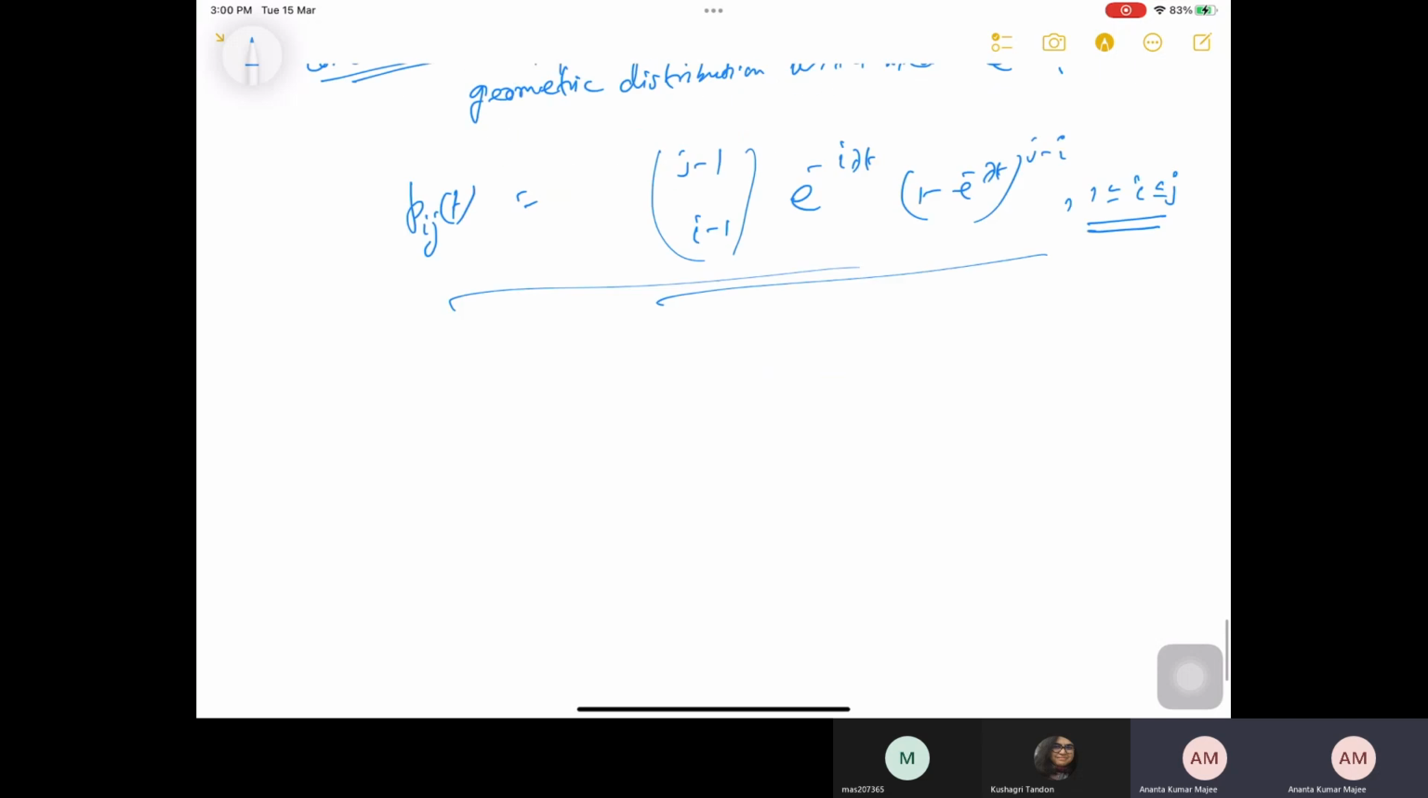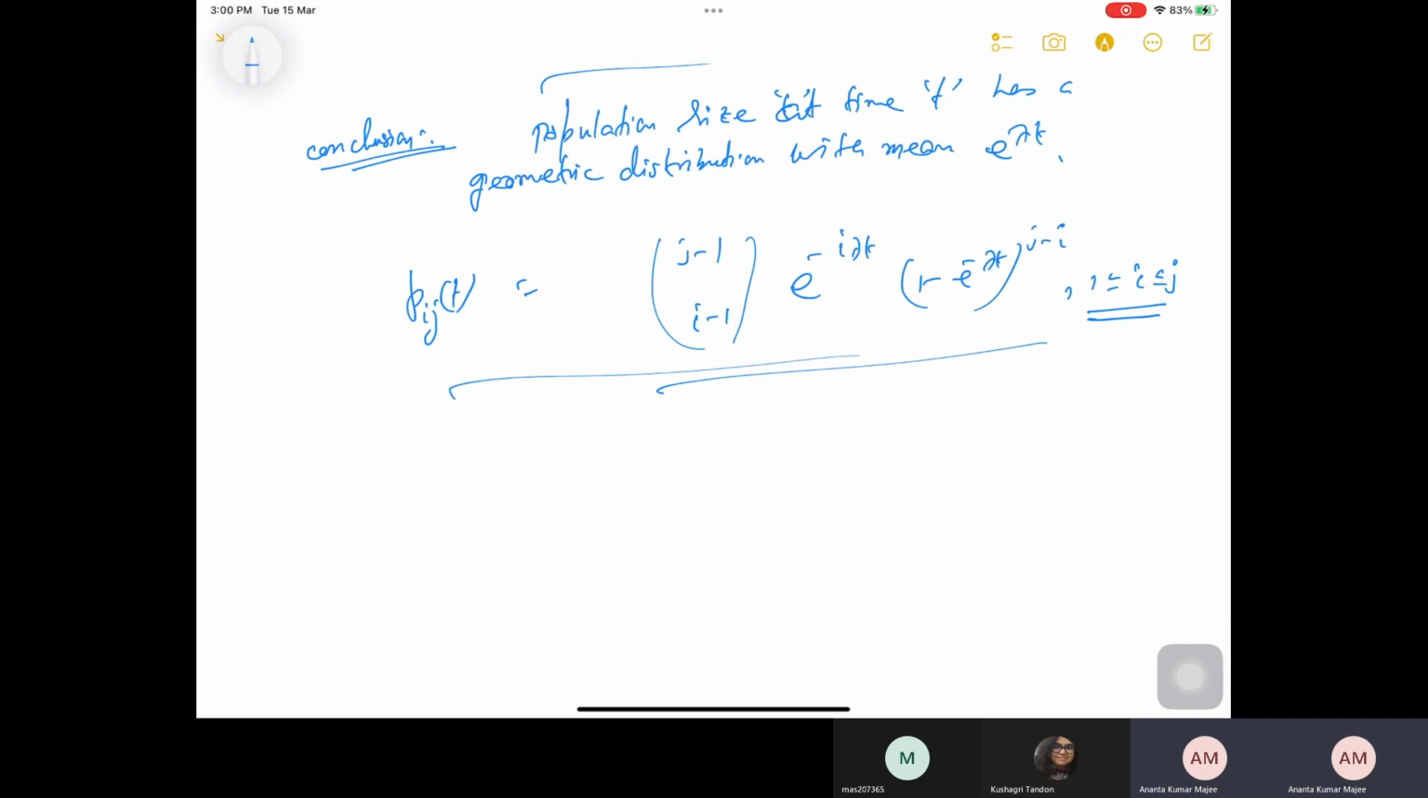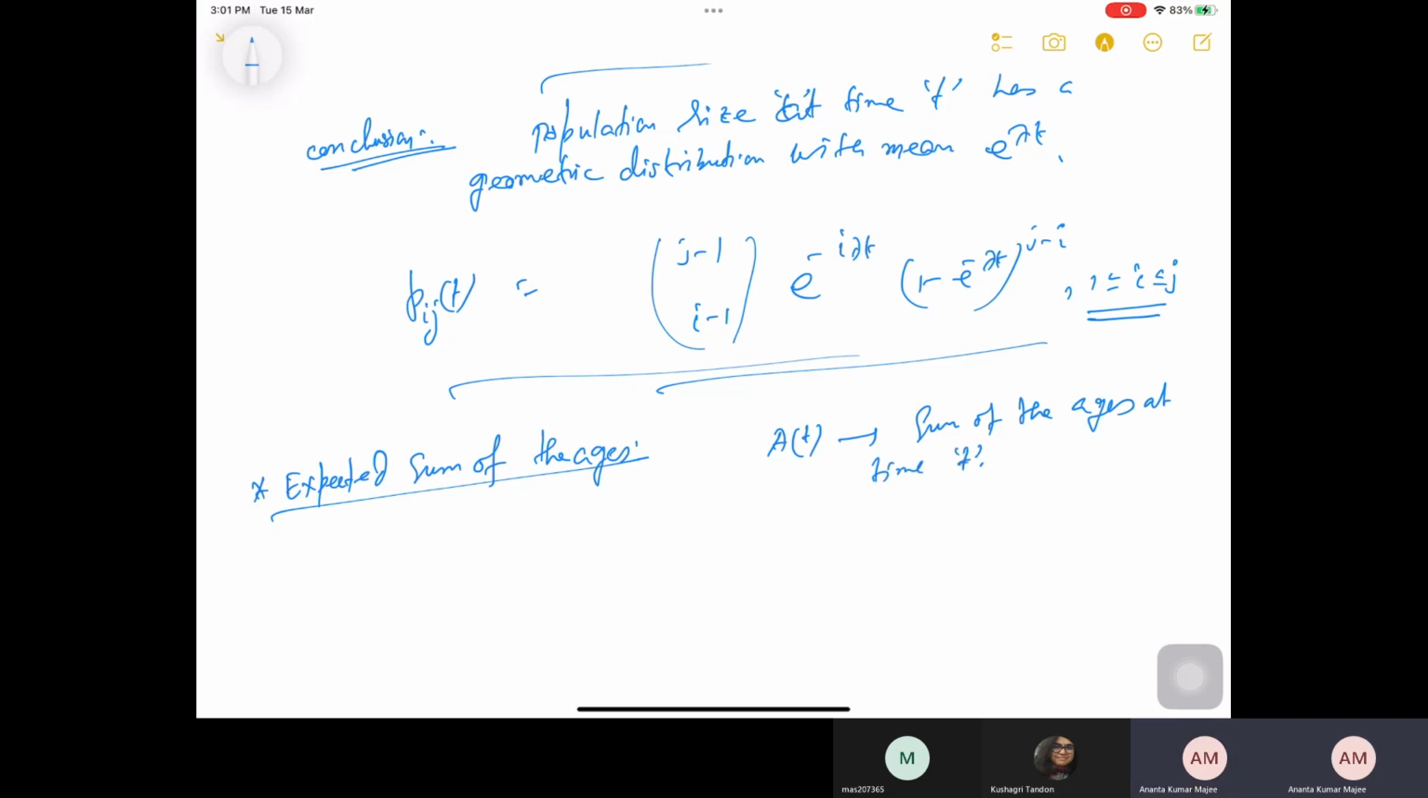So now we start with population size 1. Then I want to know the expected sum of the ages. So what I'm saying is, if I denote A(t), which is the age at time t of the Yule process starting with a single individual, this is the sum of the ages at time t.